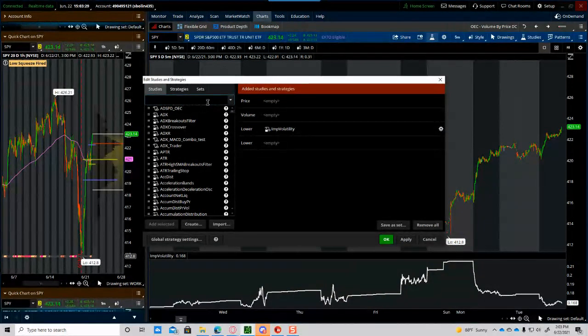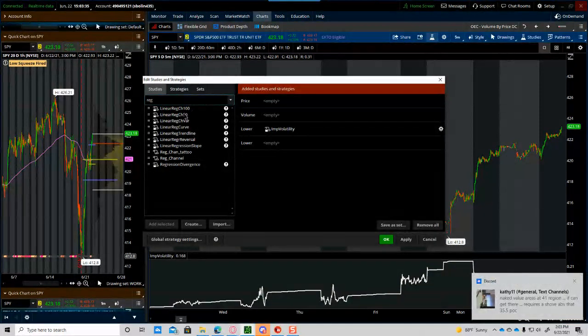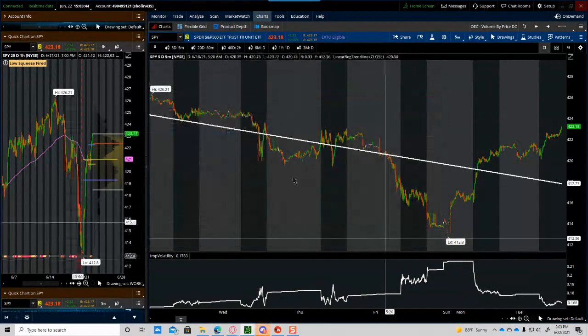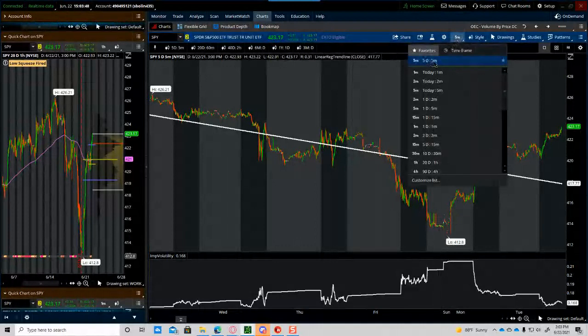To find those tools, type in REG. You got the LinReg 100, the LinReg 50, the VAR, the curve, the trend line, and the reversal. Well, there's your trend line, right? So you just turn that on. It is now measuring every single candle in this 5-day, 5-minute chart.